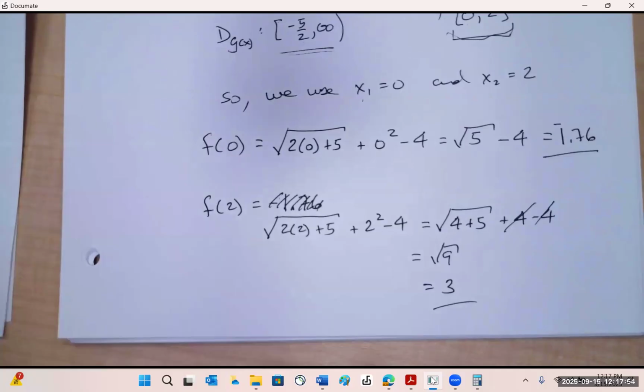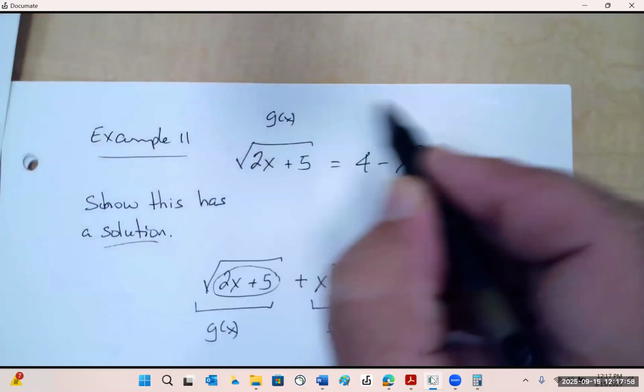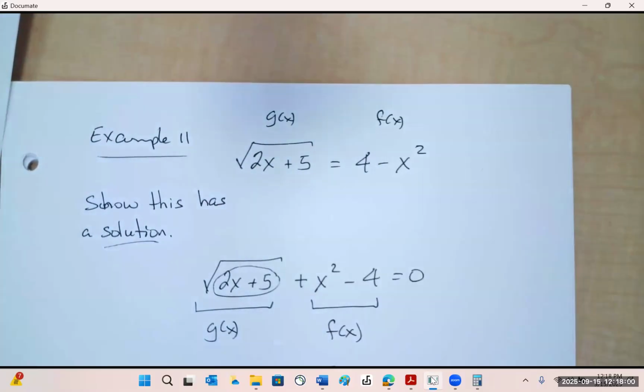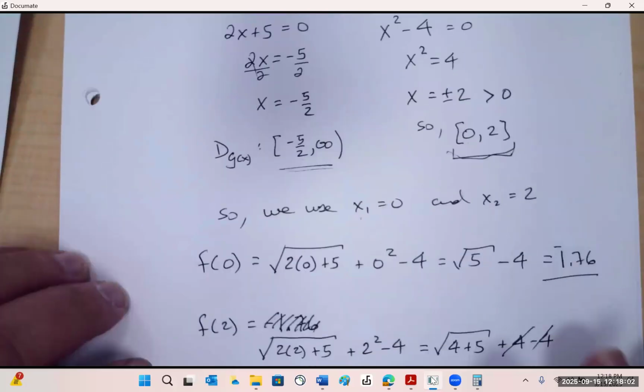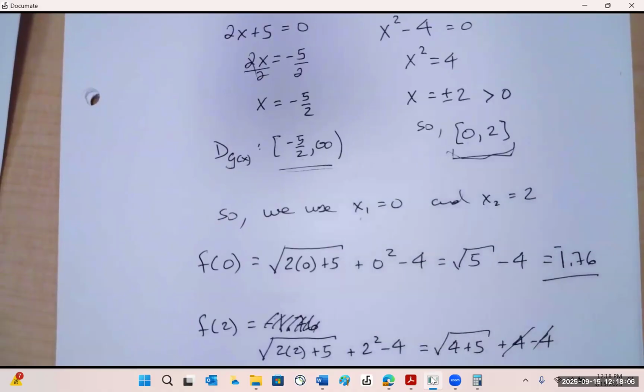So again, if you're given an equation like this, we have two different functions. Here's g of x and here's f of x. Solve them both, then find the interval domain and use those values.